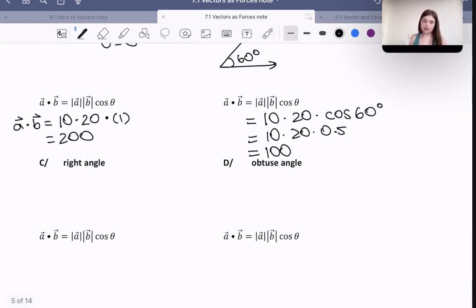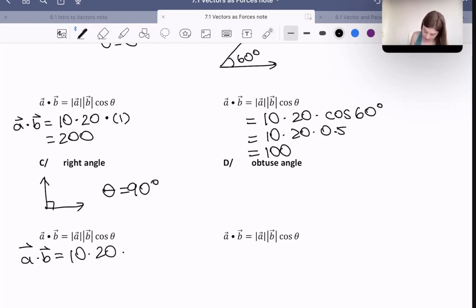All right. And let's try right angle. So this is where we have 90 degrees. So therefore, A dot B is going to be 10 times 20 times cosine of 90 degrees. Now, what's cosine of 90 degrees? It's 0, right? If we think about the parent cosine graph, what do we get? We get 0. So therefore, the whole thing's just 0. We can just write 0 there.